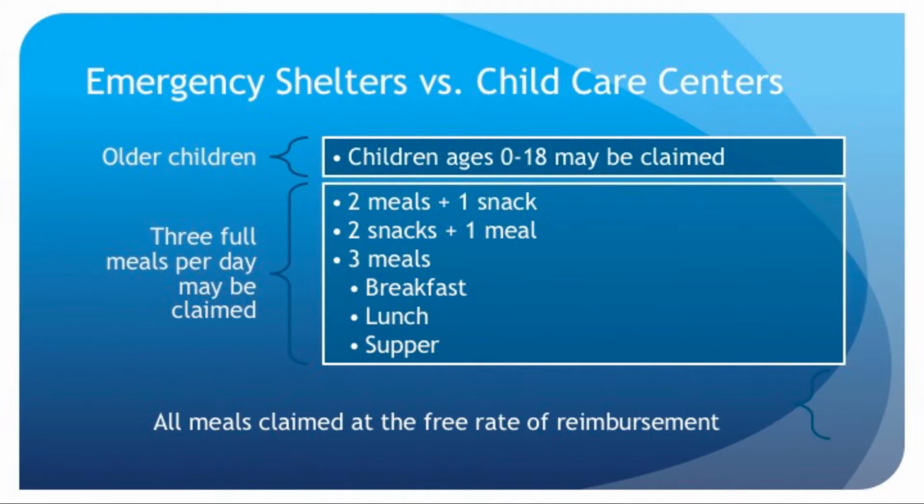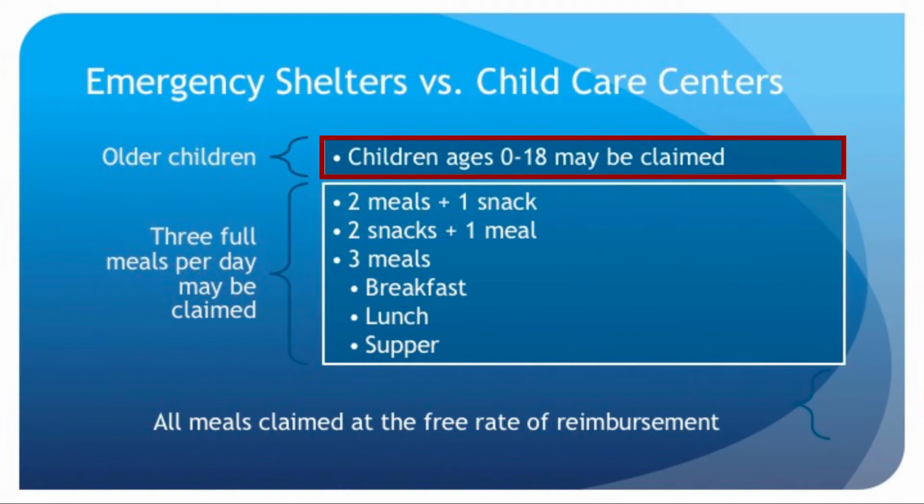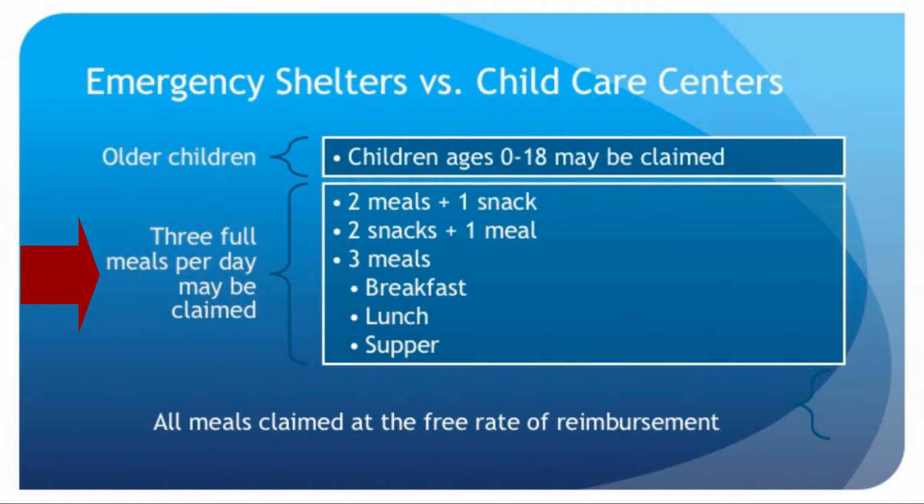There are several distinctions between CACFP requirements for emergency shelters and child care centers. Children ages 0 through 18 years of age may be claimed. Emergency shelters have the option to claim 3 full meals, including breakfast, lunch, and supper, and all meals are claimed at the free rate of reimbursement.